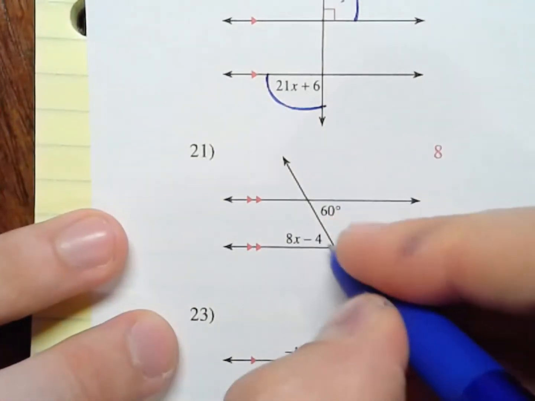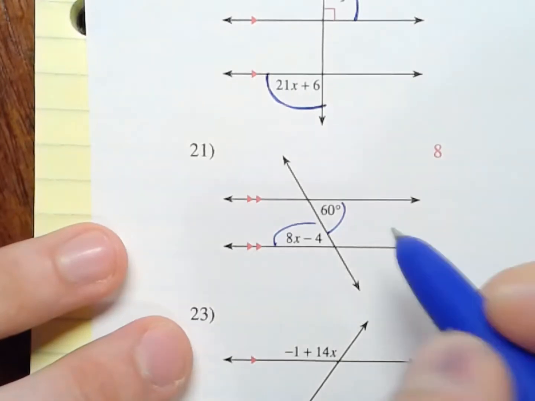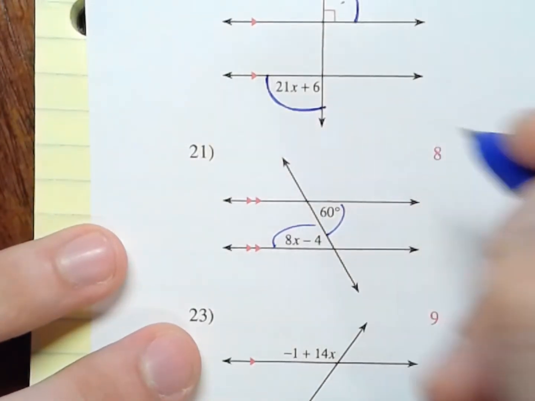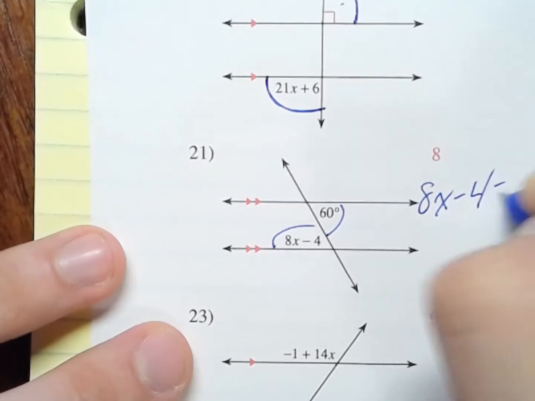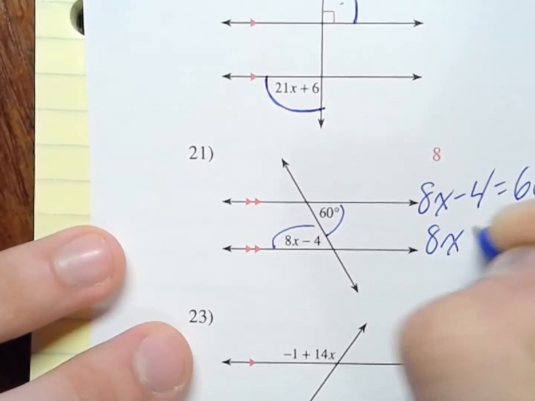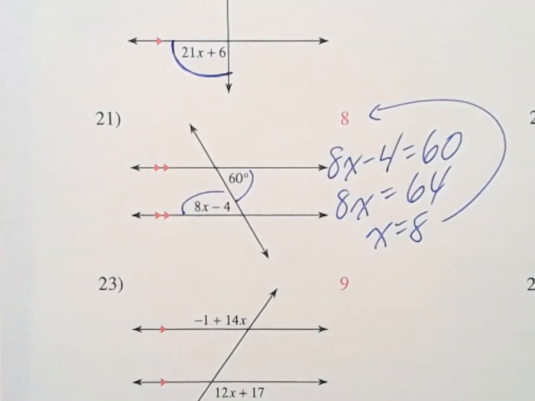Okay, these two angles right here are alternate interior, so they have to be congruent. And so if we set this up, 8x minus 4 equals 60, so 8x equals 64, and so x equals 8, which was the answer key right there.